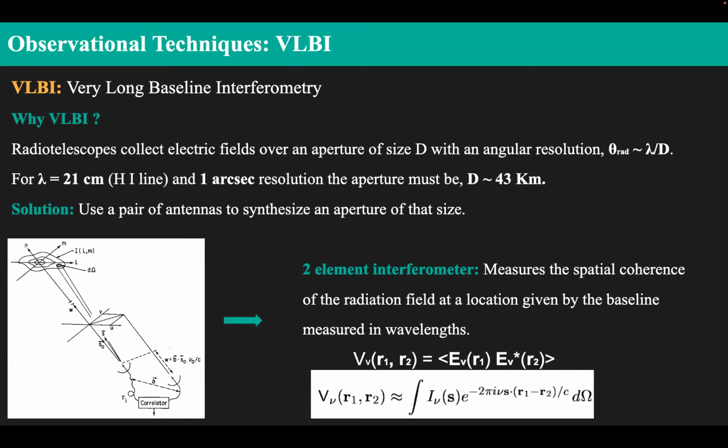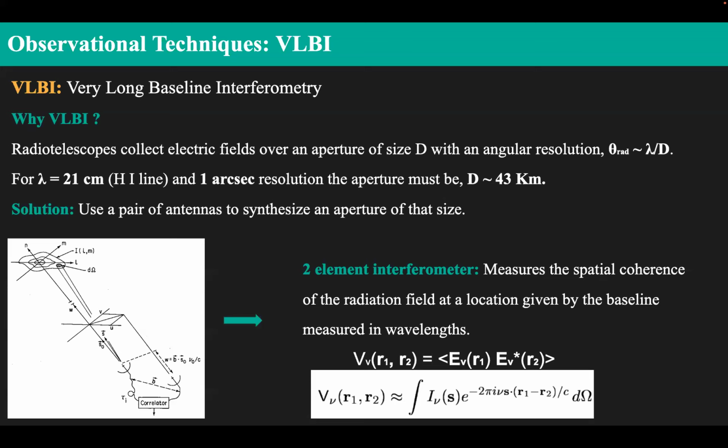So in this figure, you can see the simplest interferometer, which consists of two antennas. And what an interferometer does is measure the spatial coherence function of the radiation field. So basically, each antenna measures the electric field in its location, sends a signal to the correlator, and the correlator calculates the coherence function of the two waveforms, which is actually a time average of the signal.